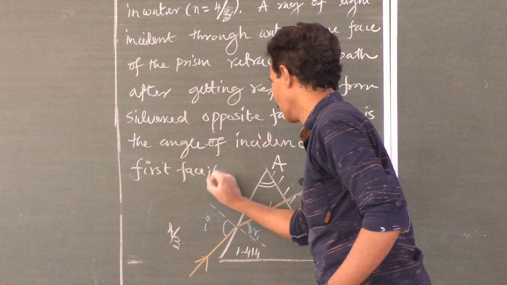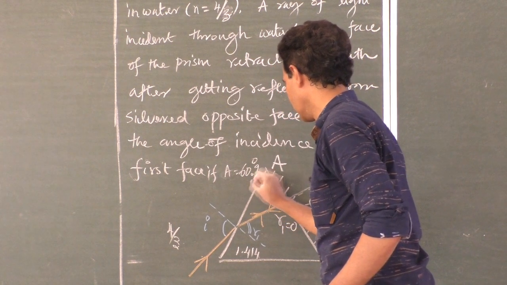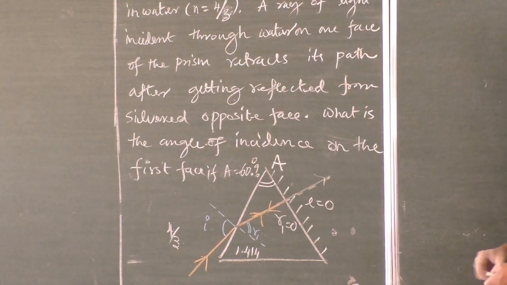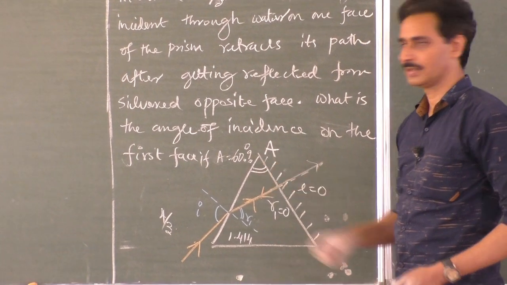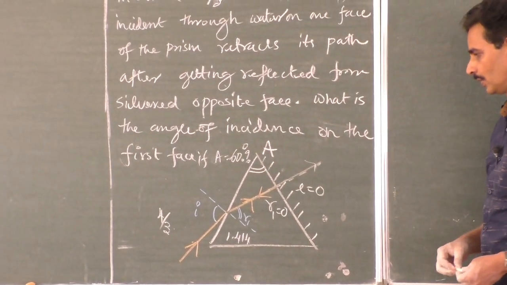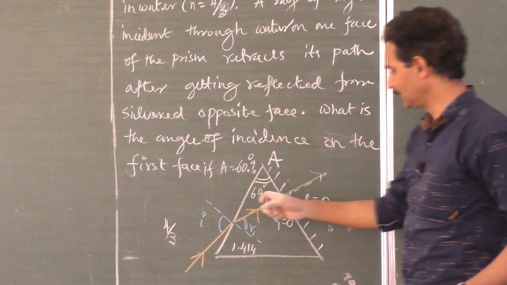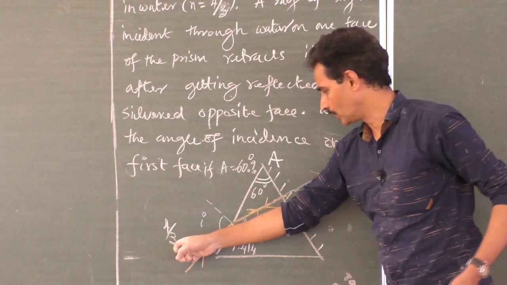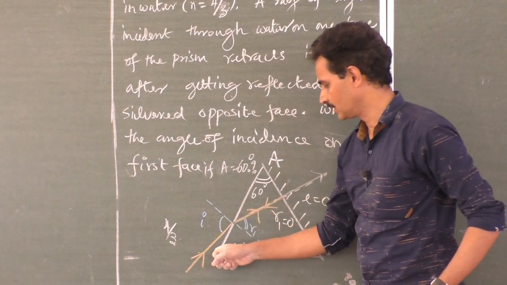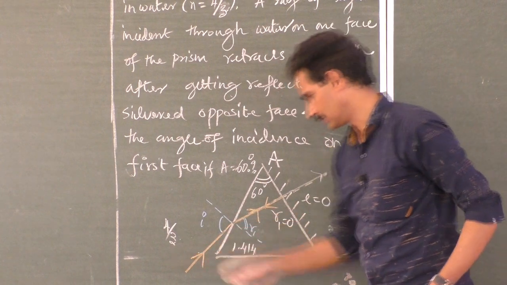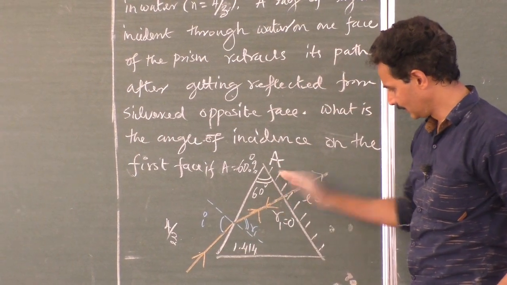If A is equal to 60 degrees, otherwise this problem is incomplete, right? What is the angle of incidence if the angle of the prism is 60 degrees? That has to be given, otherwise it is not possible. So A is 60, say, this is 60. So for a 60 degree prism kept in water, silvered on the opposite face, what should be the angle of incidence on the first face so that it retraces the path? Here the angle of refraction is 0. That means incidence. Since it is silvered, it retraces.